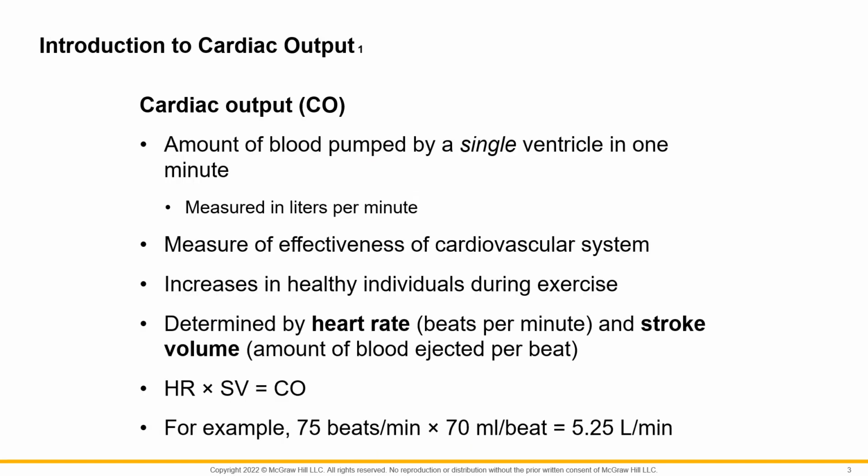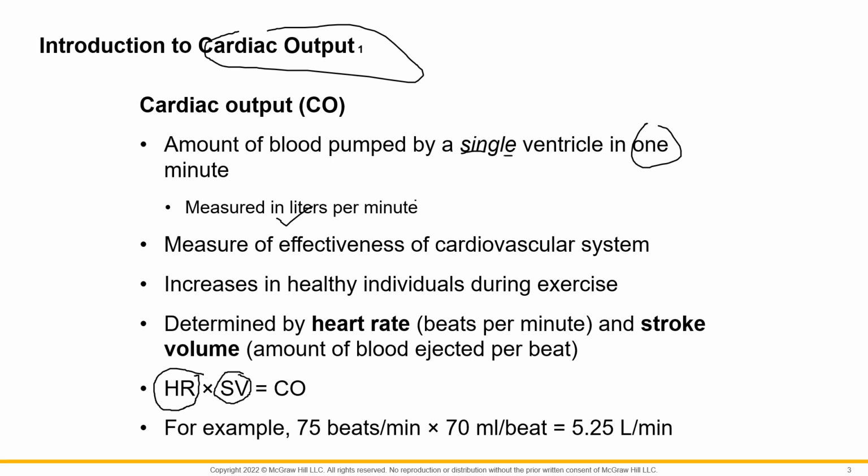So now we're going to look at a few variables of what is known as cardiac output. So cardiac output is basically the amount of blood that each ventricle individually pumps out per minute. So this is a measure of a single ventricle. And this is measured in liters per minute. There are 1,000 milliliters in a liter. Now, the equation for cardiac output is basically your heart rate, which is the number of times your heart beats per minute, times the stroke volume.